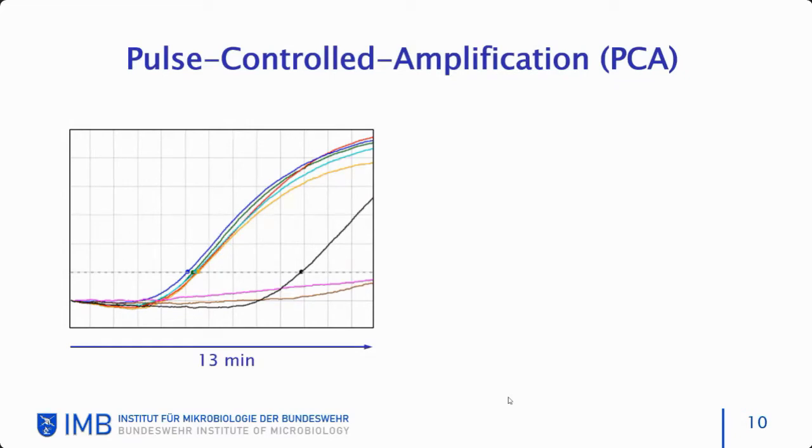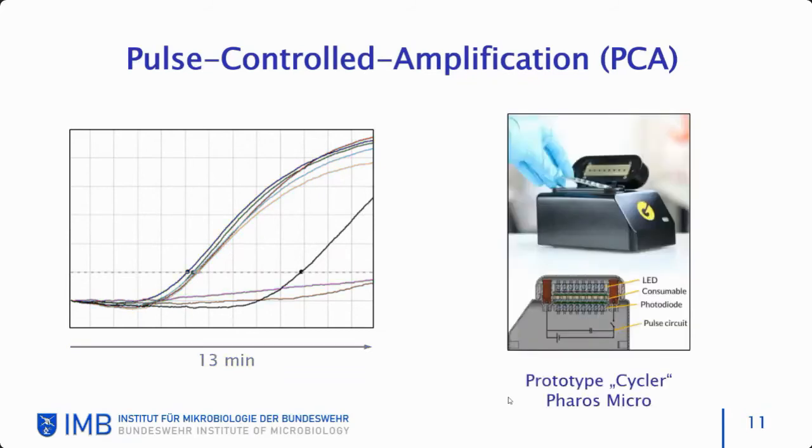And now, obviously, you're going to need a cycler to run PCA in. And this was the original prototype. It's called the Pharos Micro. It's very lightweight and it's battery operated. And it was really specifically designed for field use. So you can see it's rather small and it's very, very simple.